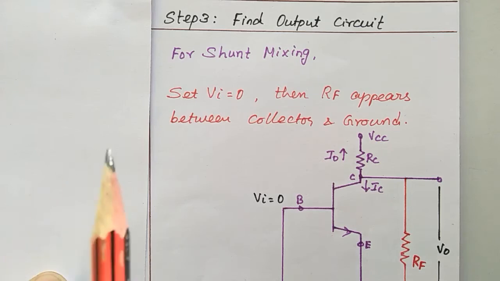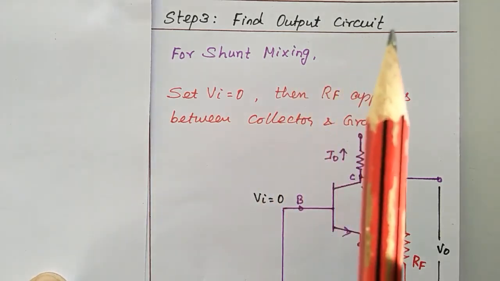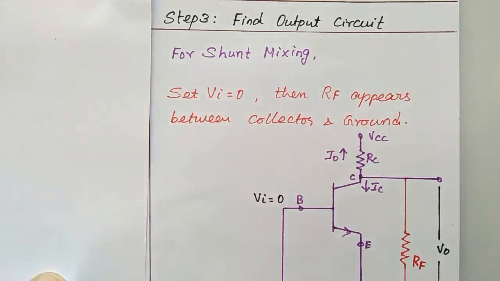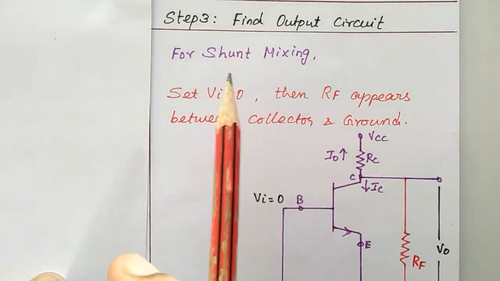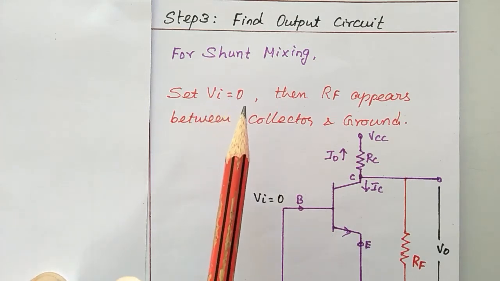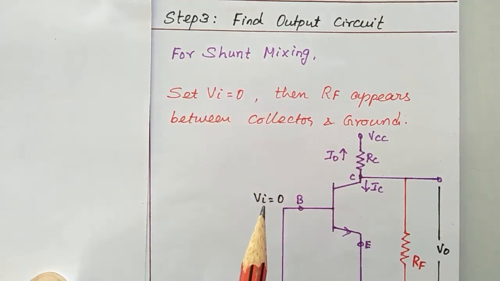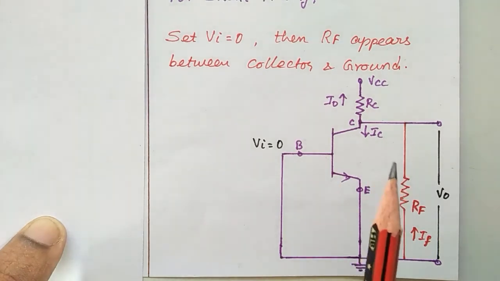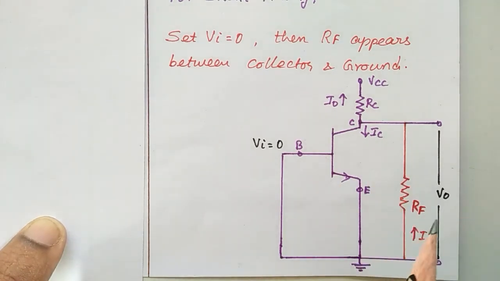In step 3, we have to find the output circuit. For that, we have to check what type of mixing happens here. As per step 1, we have found that it is a sum type mixing. Hence, we make the input voltage 0. If the input voltage is made 0, then on the input side there will be no supply voltage or any input voltage. Hence, the base terminal is grounded. Only the RF is affected on the output side.